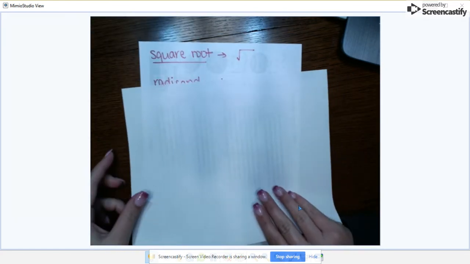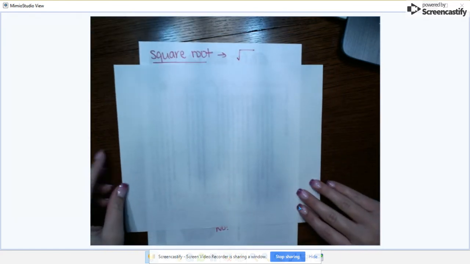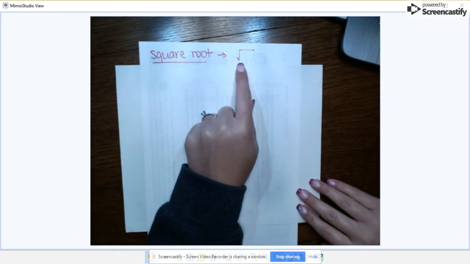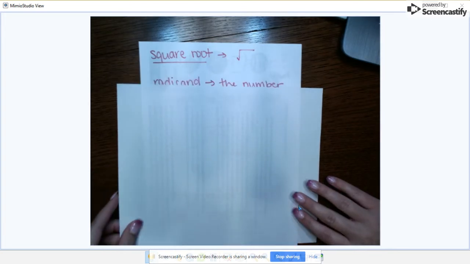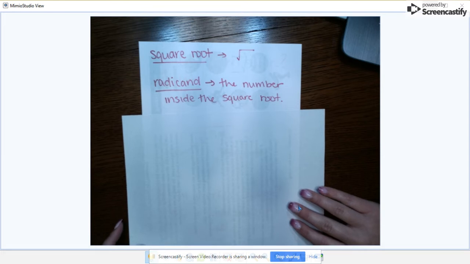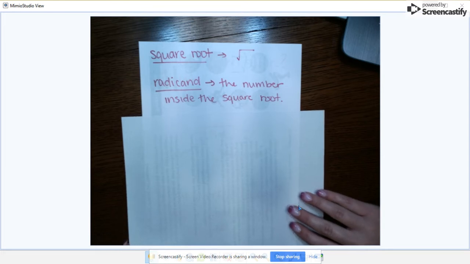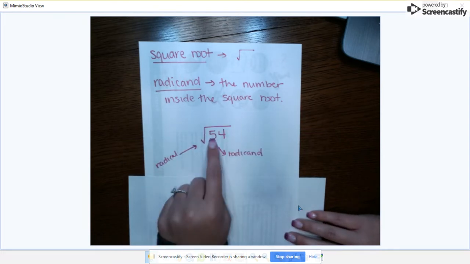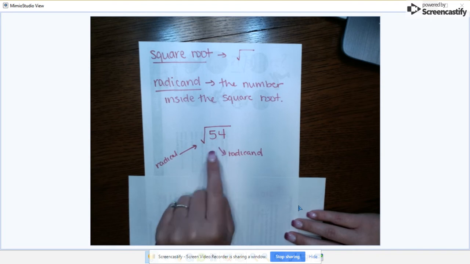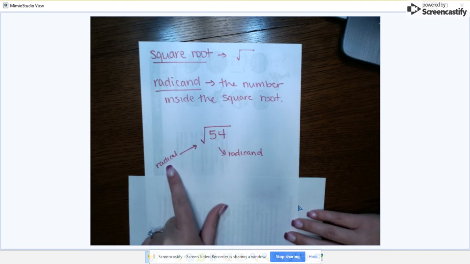Okay, a couple more definitions. When we talk about square root, know that that is the symbol we're going to use. And then in a square root, we have a radicand. So it's the number inside of that square root. So for example, here 54 is our radicand. Another word for a square root would be a radical.